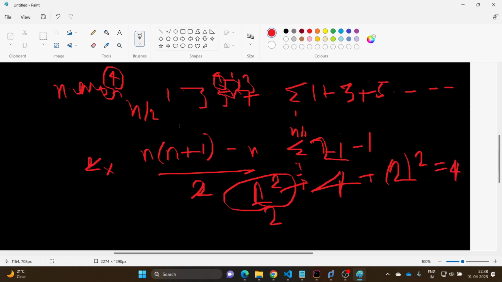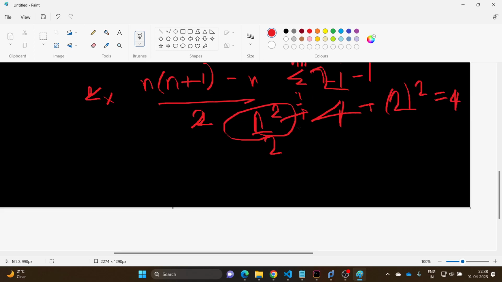Let's see if it is correct or not. 5 minus 1 is 4, so plus 1, 7 minus 4 is 3, so plus 3, and the answer is 4. Okay, now what if the elements are odd?